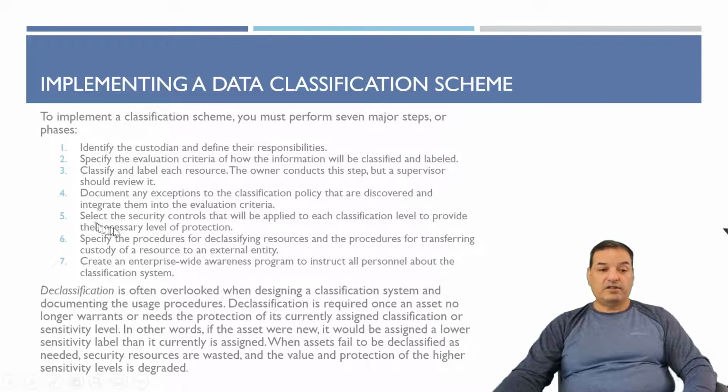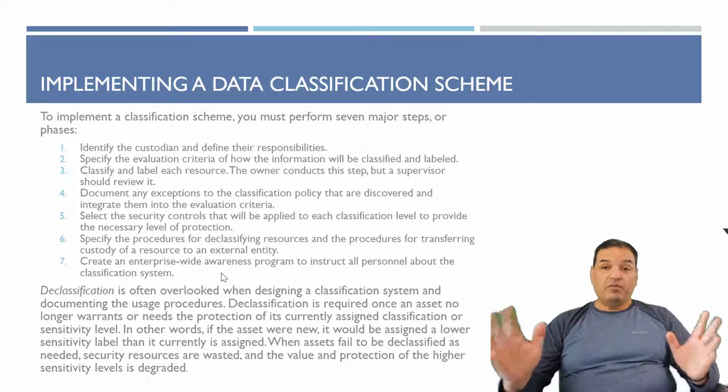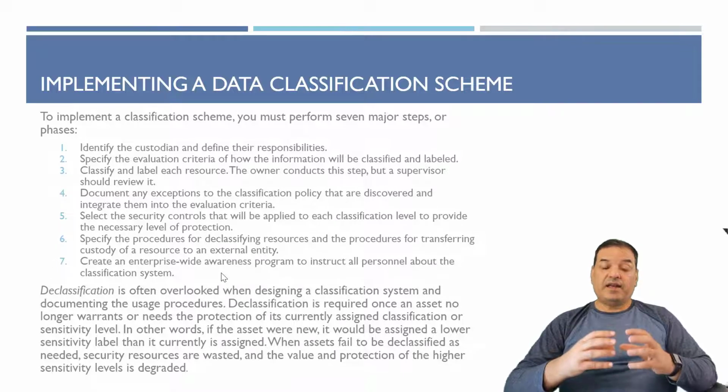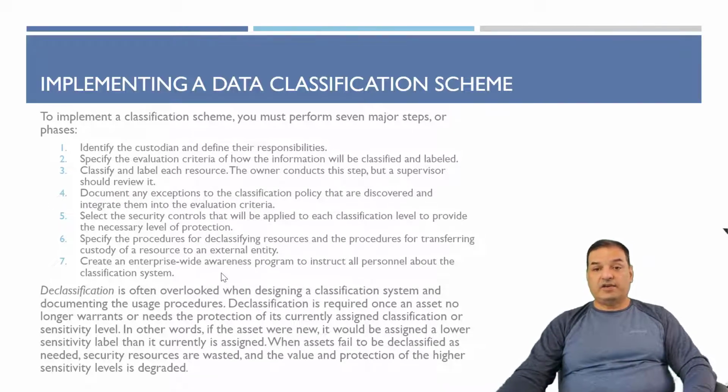It's an evolving process. Select the security control that will be applied to each classification level to provide the necessary level of protection. Specify the procedures for declassifying resources and the procedure for transferring custody of a resource to an external entity. We have a lot of outsourcing, for example. Create an enterprise-wide awareness program to instruct all personnel about the classification system. Again, the more people know, the better it is for the organization, and this helps achieve alignment and instills the value of data classification among the user base of the information systems.